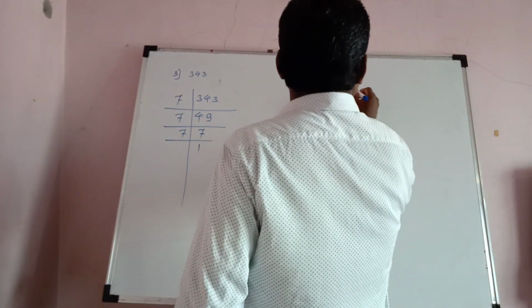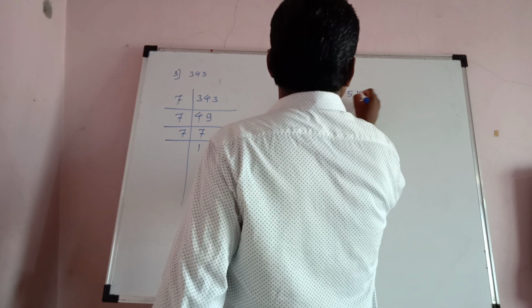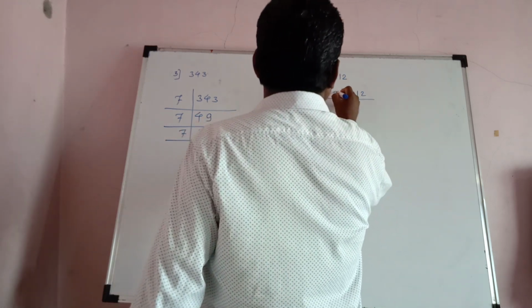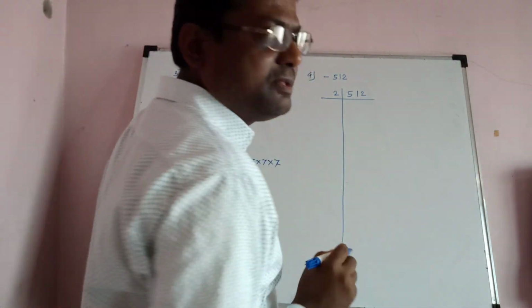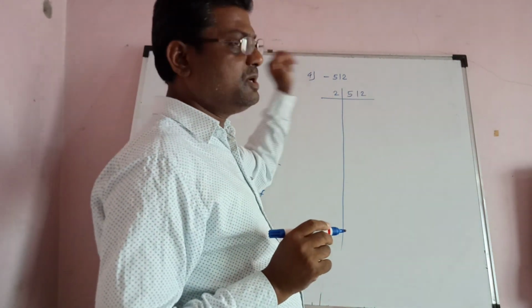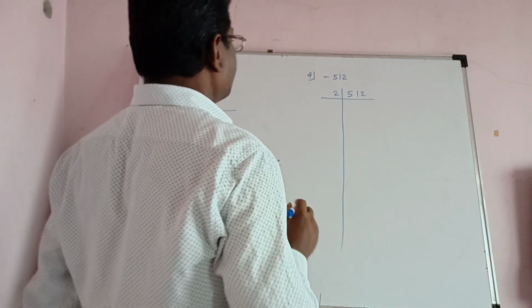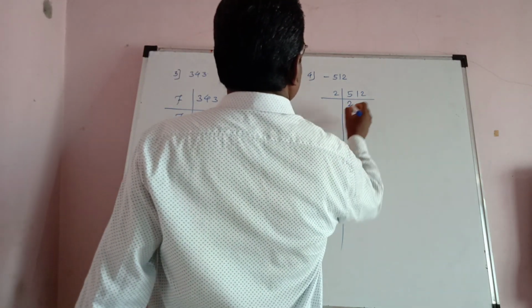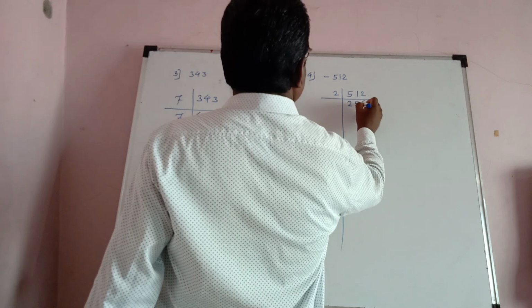Now 512. Example number 4. Find the factors of this number. This number is divisible by 2 as the units place is a 2. Therefore 512 divided by 2. 2 2s are 4. 2 5s are 10. 2 6s are 12.